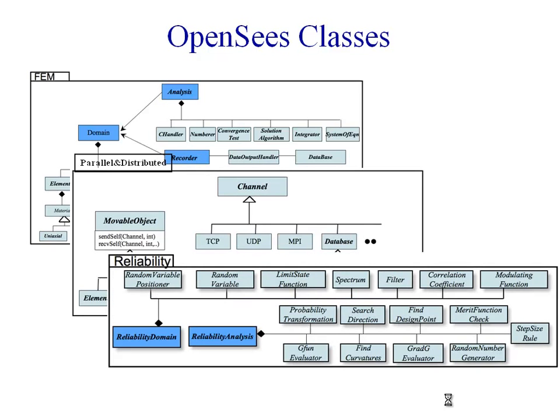So there's basically a number of modules we put in. One, the basic finite element code. There was another module for parallel processing, and a final module for basic reliability and sensitivity analysis. Currently, there are over 1,000 different modules or classes in OpenSees.